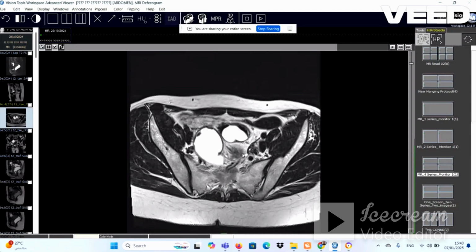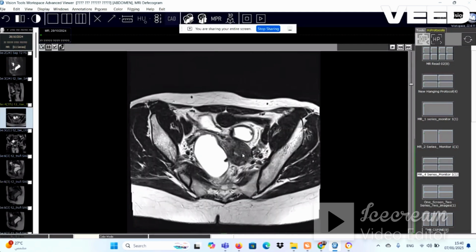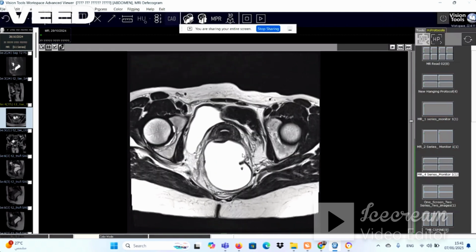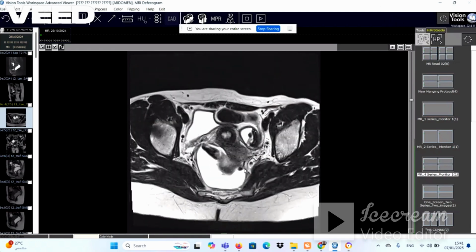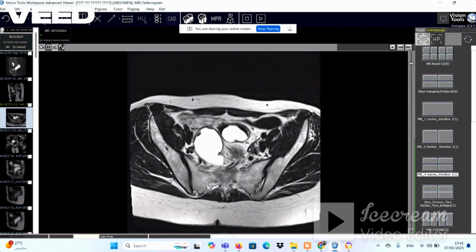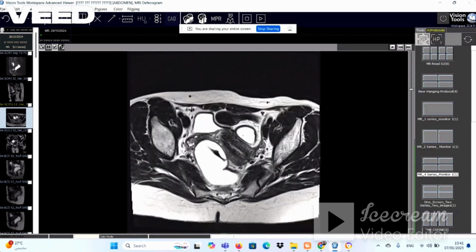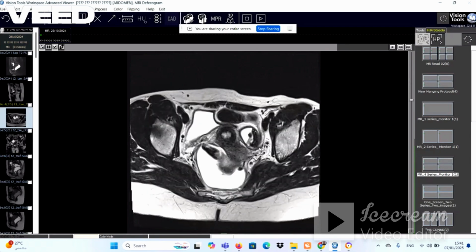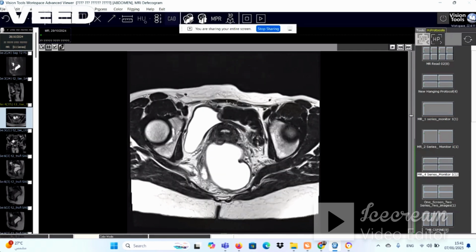This is the first plane that we need to see. We will scroll the image in the axial plane. We need to search for any intra-abdominal pathology or something that may increase pressure inside the abdomen or the pelvic cavity that may explain pelvic organ descent.